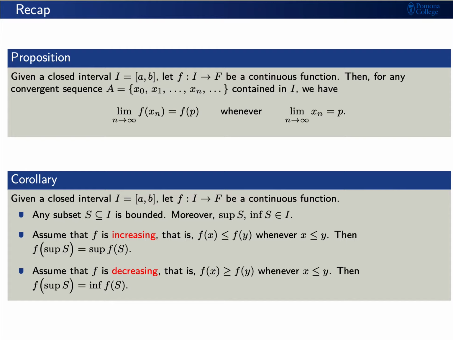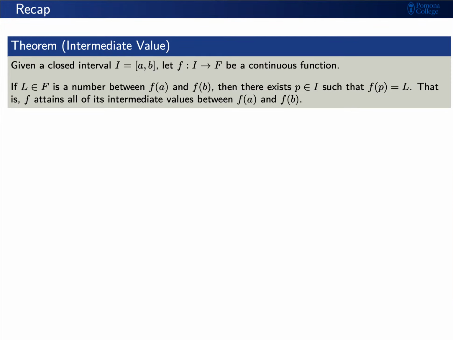Similarly, let's assume that our function lowercase f is a decreasing continuous function. Then f applied at this element, the supremum of capital S, is the infimum of the set f of capital S. We then had our big three theorems about continuous functions. For all three, let's assume that lowercase f is a continuous function on a closed interval I from a to b.